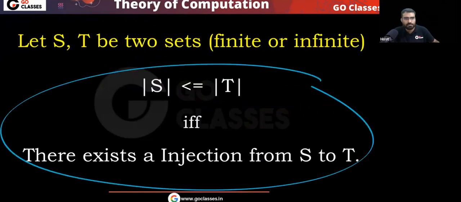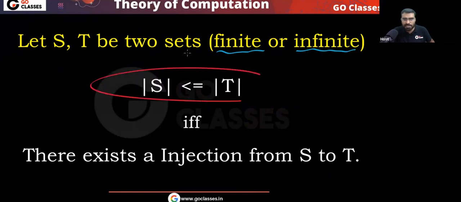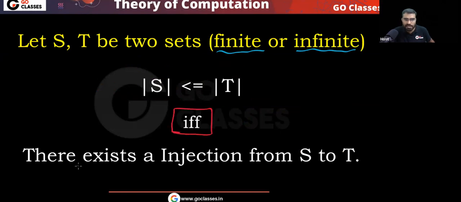Let me know. You have two sets, S and T. They can be finite, they can be infinite, they can be any two sets. I can say the cardinality of set S is less than or equal to the cardinality of set T if and only if there exists an injection from S to T. Yes or no?